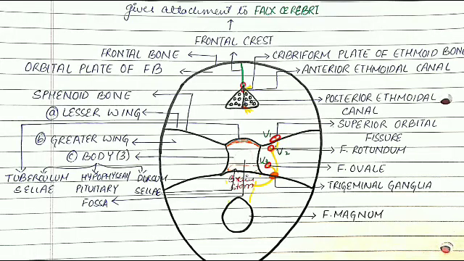In this particular slide, we are going to learn about the landmarks present in the anterior cranial fossa and some of the middle cranial fossa landmarks too. Starting with the first landmark, which is the frontal crest. The significance of this frontal crest is that it gives attachment to the falx cerebri. Behind this frontal crest lies the cribriform plate of the ethmoid bone.